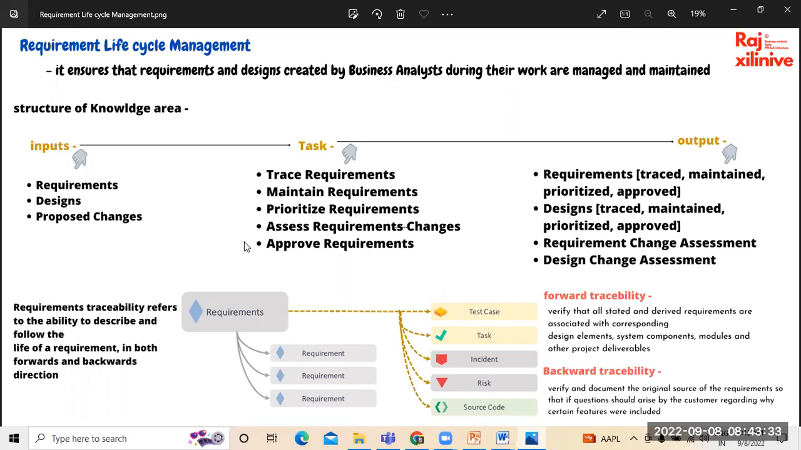In requirements lifecycle management, the very first thing we need to do is trace the requirements. Why do we trace the requirements? Because there are two different teams: one is the development team, the second is the testing team.